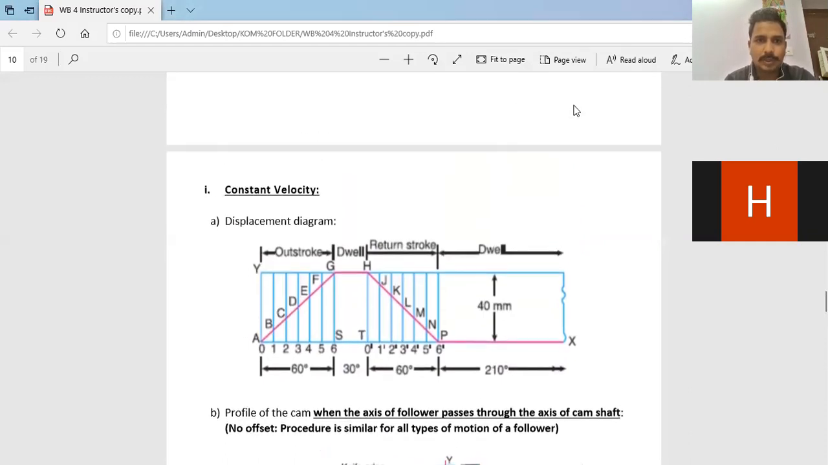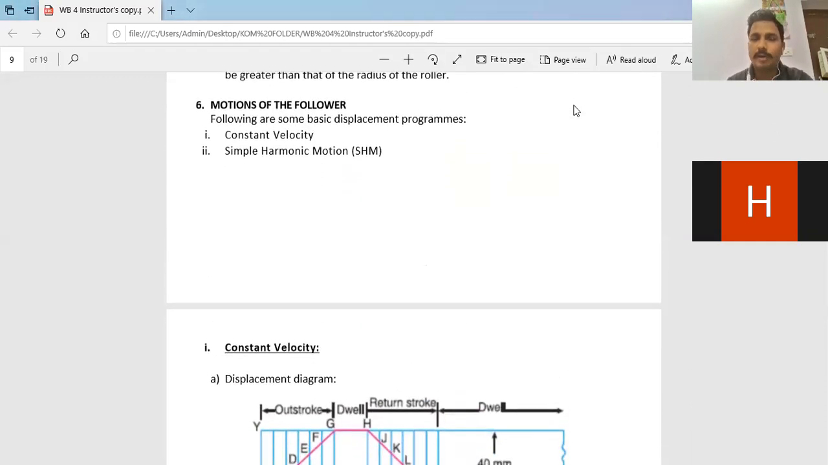The two types of motion of the follower that we have are, first, constant velocity, and second, simple harmonic motion. Simple harmonic motion is also called SHM. Clear? The question will tell you which type of motion the follower is having. It can be constant velocity, which you can also call uniform velocity, or it can be simple harmonic motion or SHM. Clear?